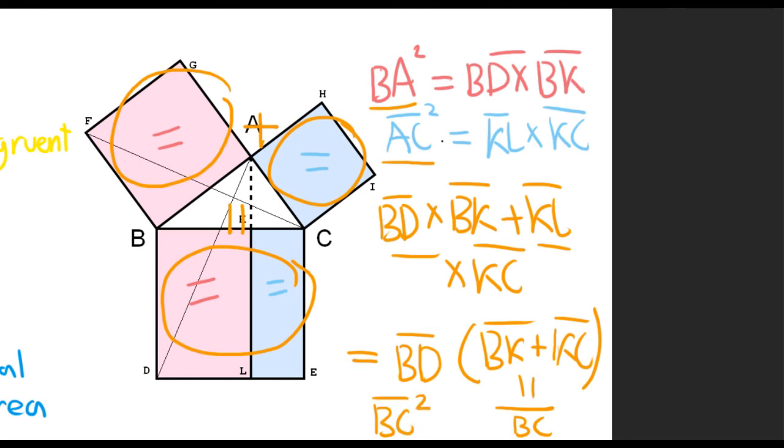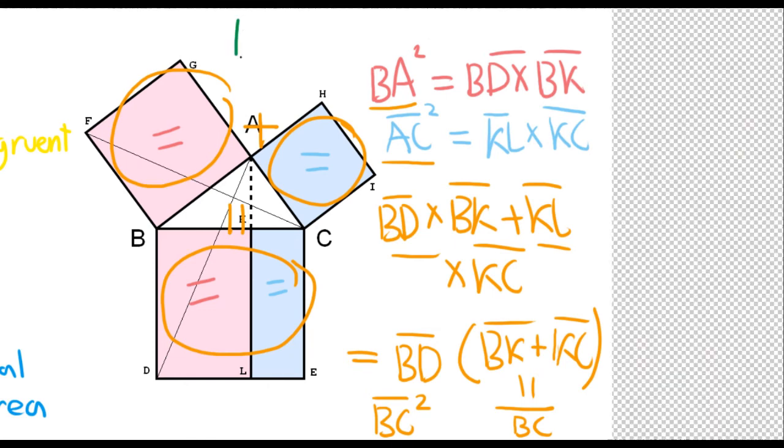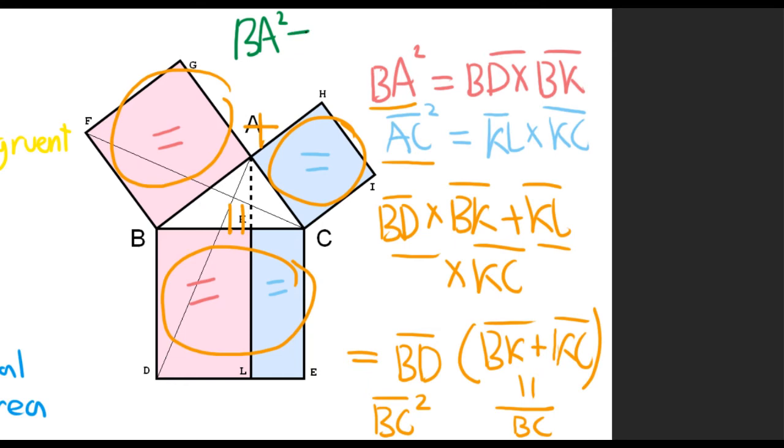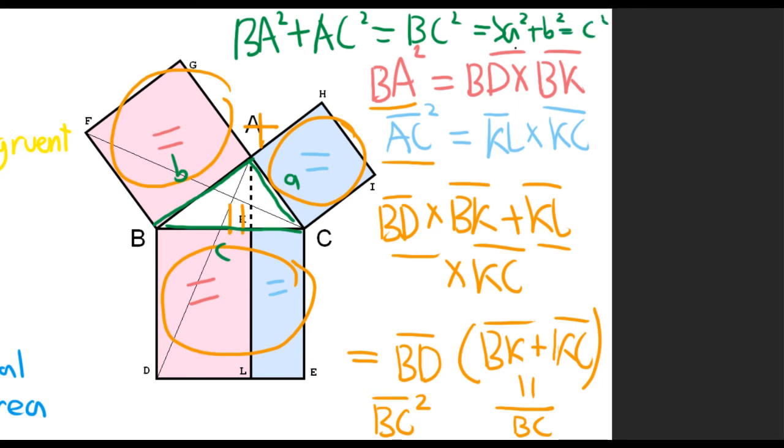And because of this, we can know all together that BA squared plus AC squared equals BC squared. And these just happen to be the sides of this right triangle, which are a, b, and c. So this would equal a squared plus b squared equals c squared, therefore proving the Pythagorean theorem.